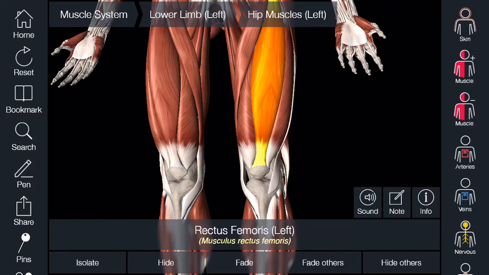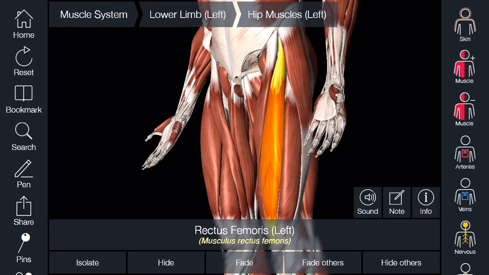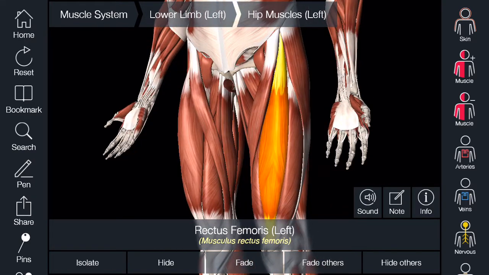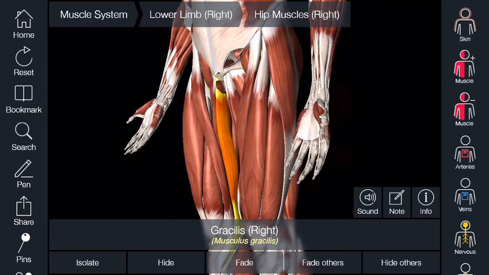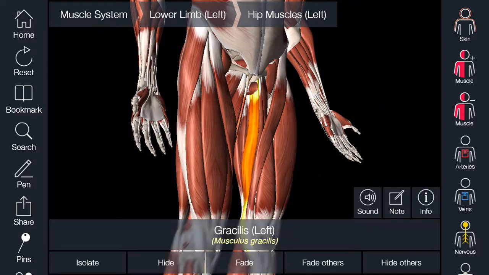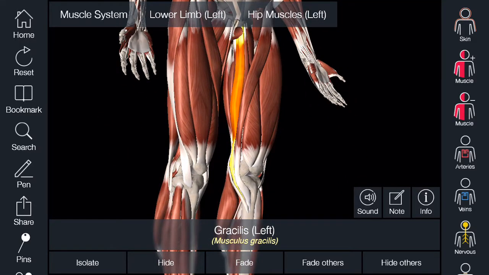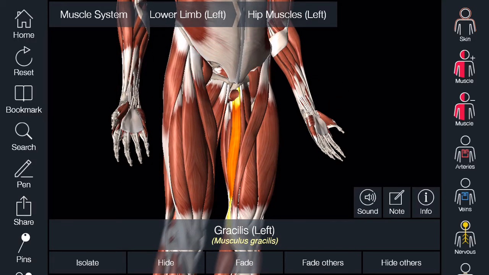Rectus femoris, I already said it. It's that one. Sorry, flexion of the femur at the hip and extension of the knee. Good. Now we have gracilis, the muscle that runs directly down from your pubic area. There it is right there, and there's one on the other side as well. It runs straight down. That is your gracilis. The action of that is adduction of the femur at the hip and flexion of the knee.